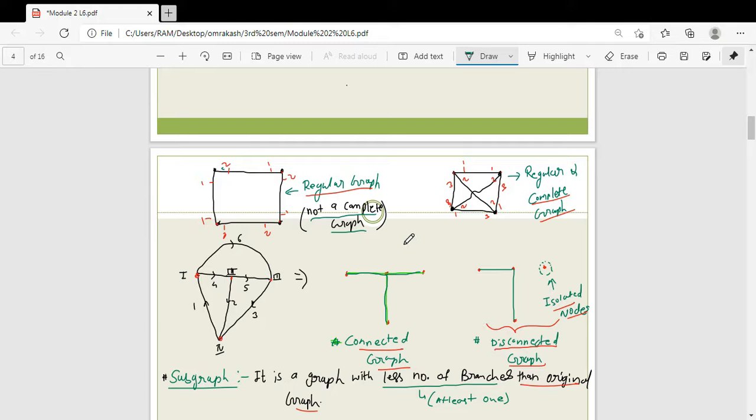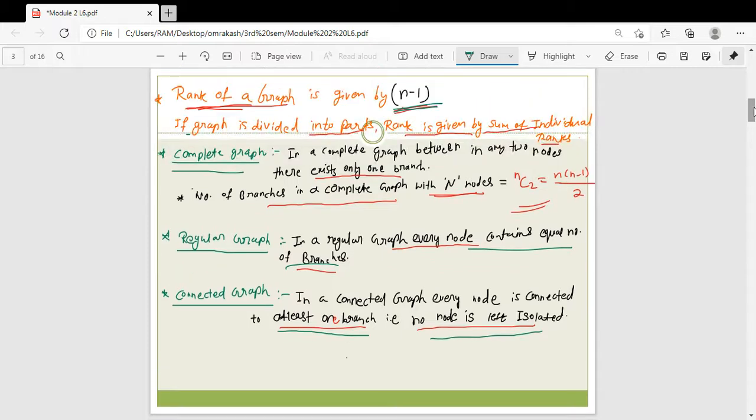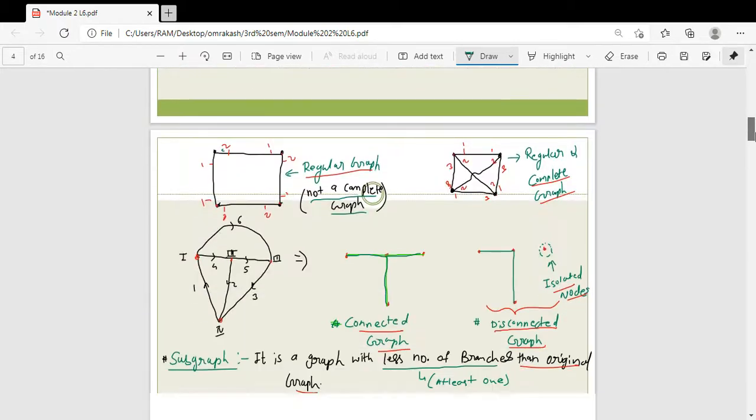Now what is a regular graph? Every node is connected in a graph. This is a regular graph. Why? Because see the definition here. What do you mean by regular graph? In a regular graph, every node contains an equal number of branches. Now see, this node contains two branches. This node contains two branches. Same way, this node contains two branches, and this also. So we can say that this is a regular graph, but not a complete graph.